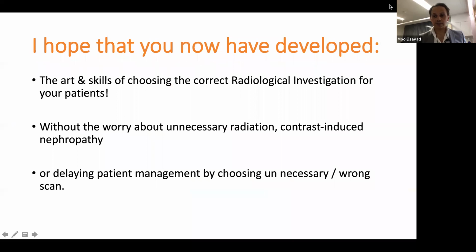I hope that after this journey, nearly an hour now, that you have developed your art and skill of choosing the correct investigation in radiology without worrying about contrast-induced nephropathy or delaying patient management.